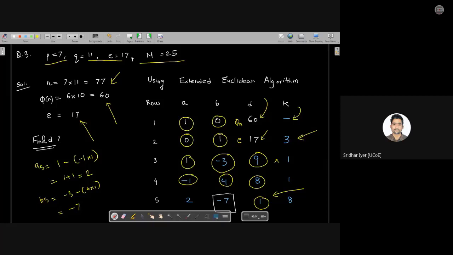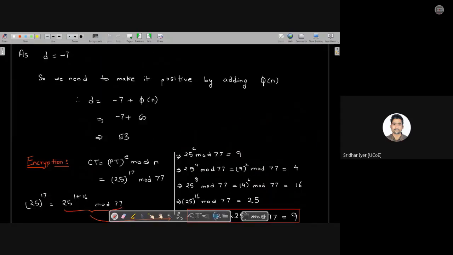So kindly let me know if you get the answer or not. Fine. So how much will be the final value of D? It is minus 7 plus 60, and you will get the answer as 53. Correct? So kindly keep this in mind. You can't take mod of a negative number. So we need to make it positive by adding phi of n. Correct? Sorry, you will get the decryption key D as 53.